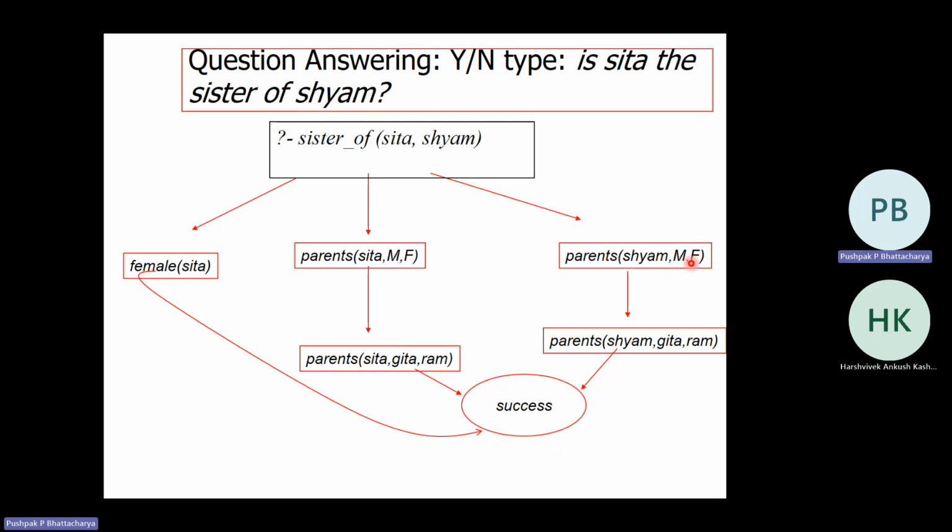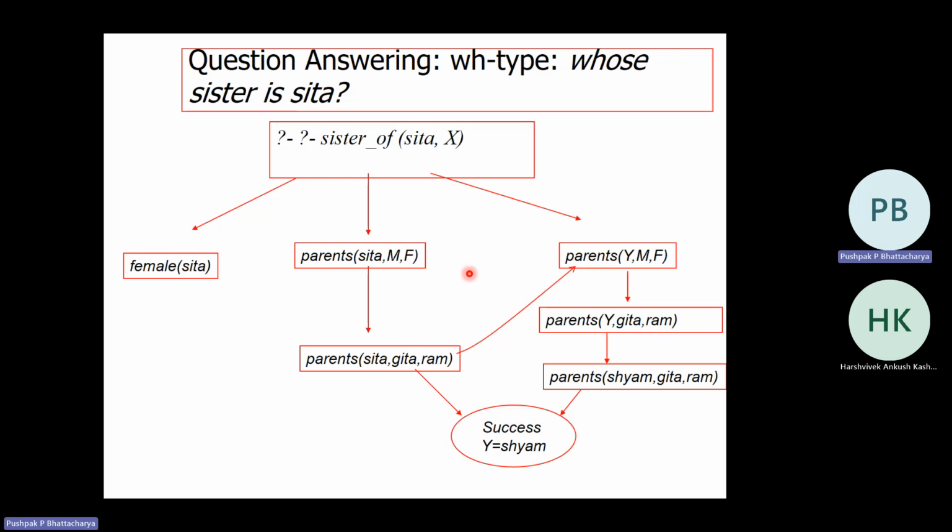Now what remains is the third sub-goal to be satisfied. M and F have become bound to Gita and Ram. I find evidence of parent Sham, Gita, Ram in the database, and so the whole process succeeds. Okay, and the answer is yes. Is Sita the sister of Sham? Yes. That was a yes-no type of question.